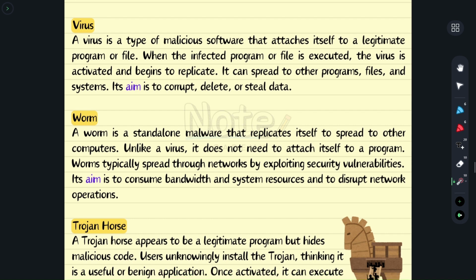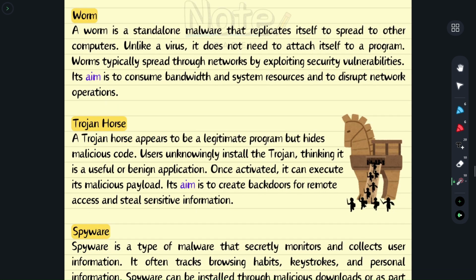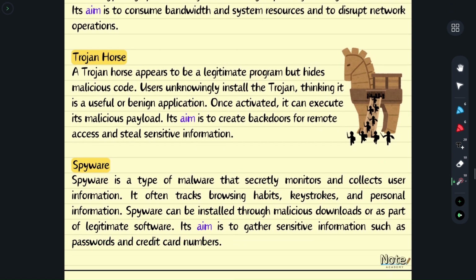Secondly, it can be a worm. A worm is basically a standalone malware that replicates itself to spread to other computers. One thing that differentiates it from a virus is that it does not need to attach itself to a program. Its basic aim is to consume bandwidth, to slow down that program or a website or a server.